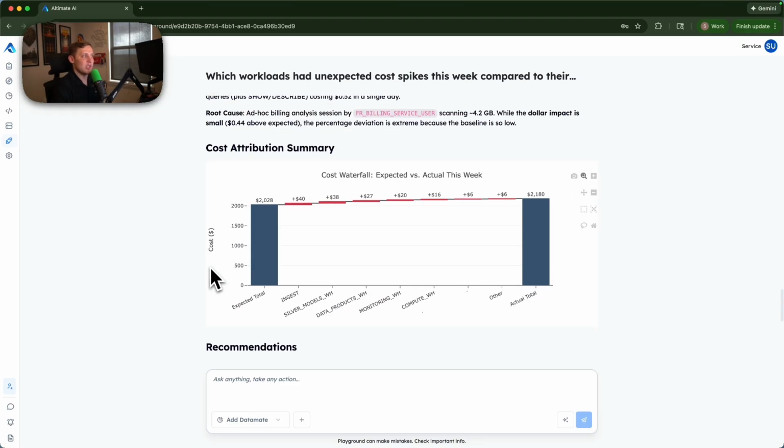We have a cost attribution summary here that shows us, hey, here's its expected total, and then here's the added on for what got to the actual total for why it's 2180 versus 2028, right? So a little bit of an increase there, and it's giving it per warehouse that you know kind of how you should cost center those things. So jumping down here, now we have our recommendations. And so we have immediate actions, long-term strategy, and short-term improvements.